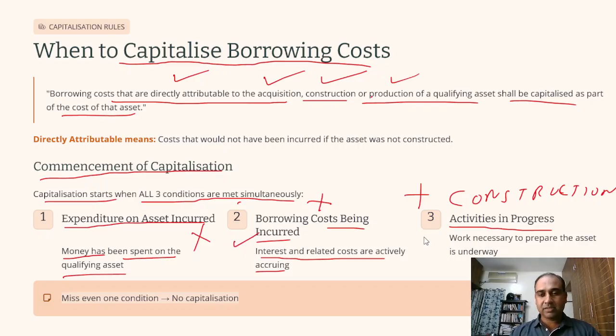There is no activity in progress. The work has stopped for some time. The construction has stopped for some time due to COVID. Borrowing cost cannot be capitalized. Clear, guys? If the activity for construction stops, we cannot capitalize. If the borrowing cost itself is not incurred, obviously we should not capitalize that borrowing cost. If expenses are not incurred on the asset, we are not spending anything on constructing the asset, then also we cannot capitalize the borrowing cost. Clear, guys? Very, very important conditions, guys. These conditions can be tested in the exam, can also be tested during interview.